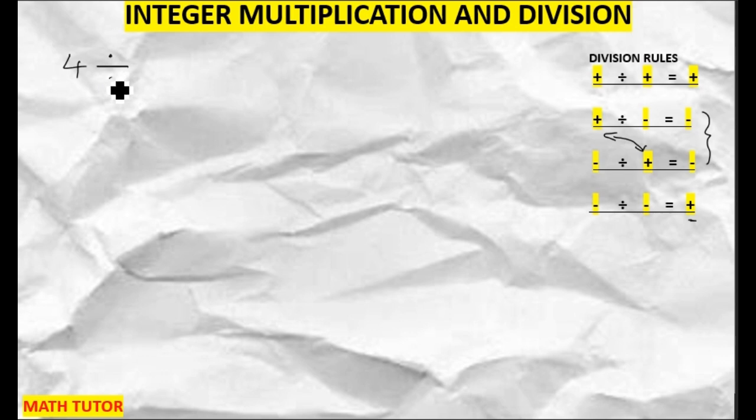4 divided by 2. Here we have a positive sign and a plus 2. So we have a result which has a positive sign, and 4 divided by 2 equals 2.